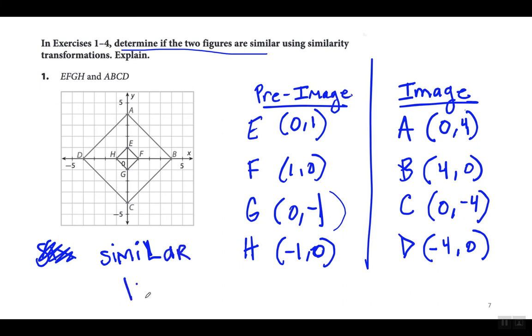Okay, and the scale factor, K, the scale factor is 4.